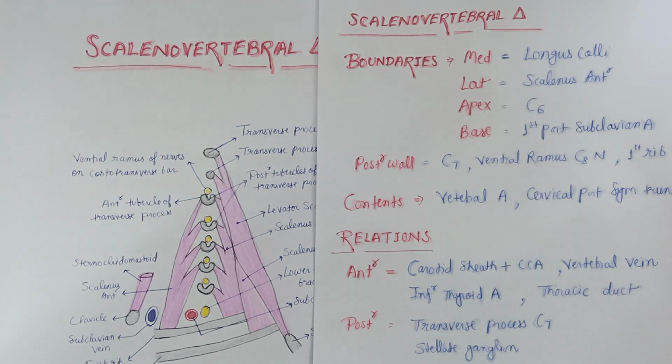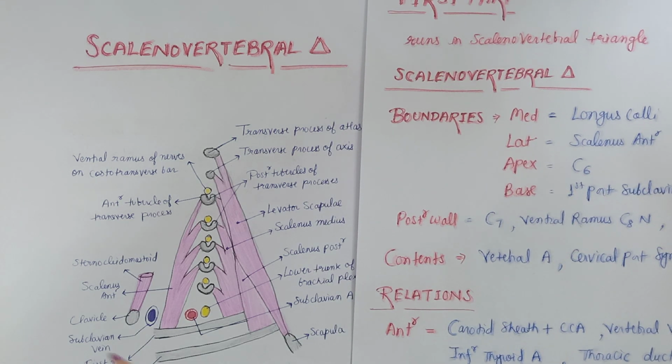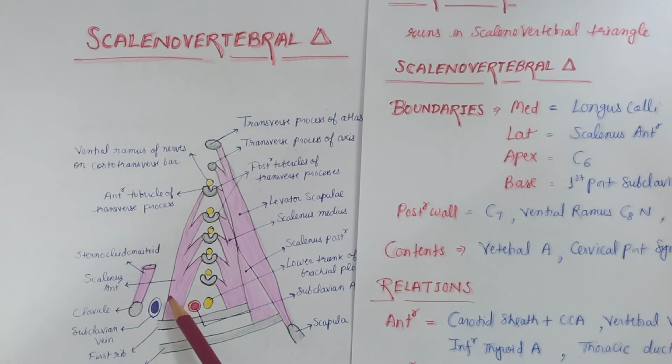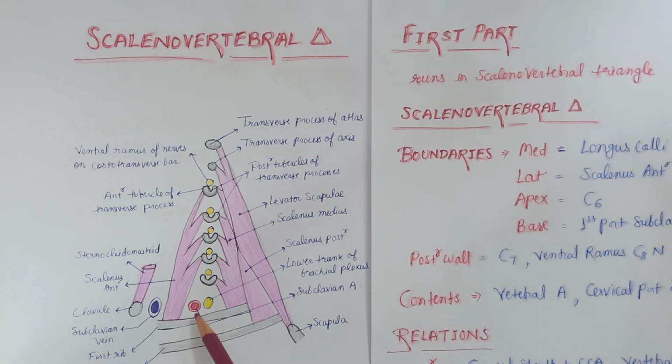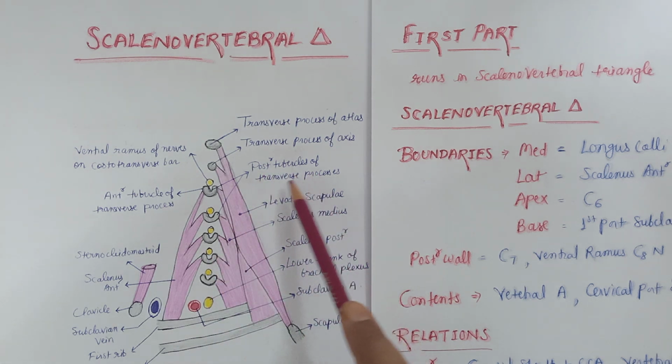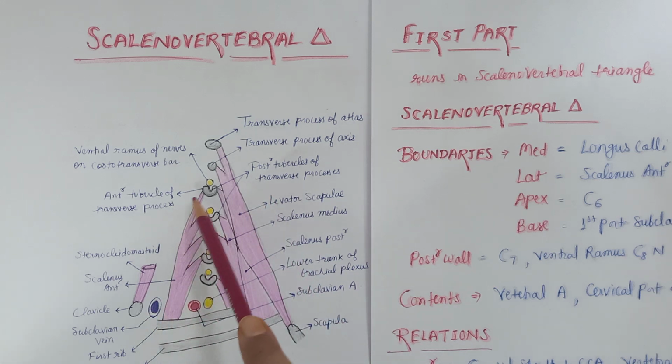Now in this diagram we can see this is scalenus anterior, subclavian artery, lower trunk of brachial plexus, posterior tubercle of transverse processes, anterior tubercle of transverse process, scalenus medius, levator scapulae, scalenus posterior, subclavian vein, first rib.